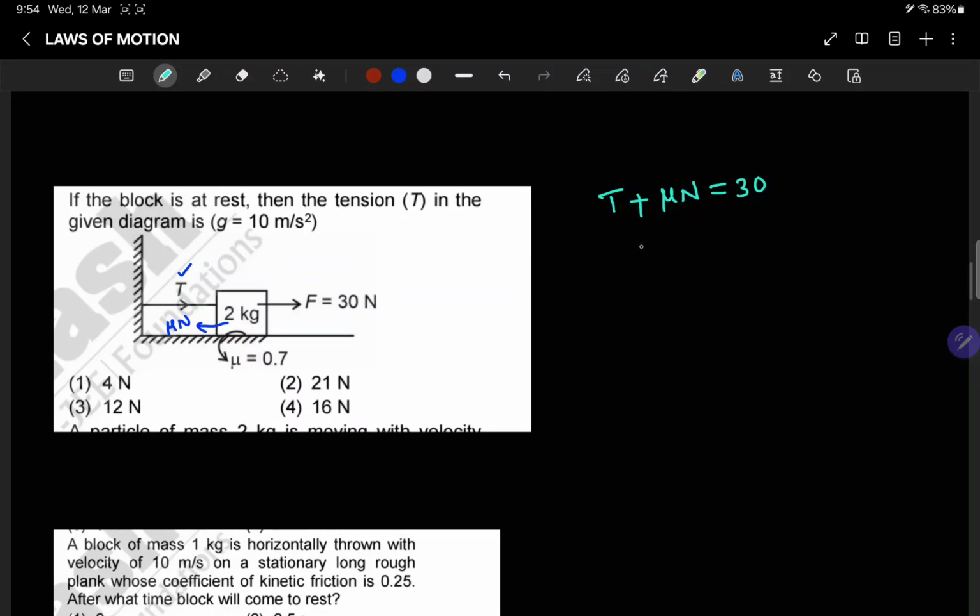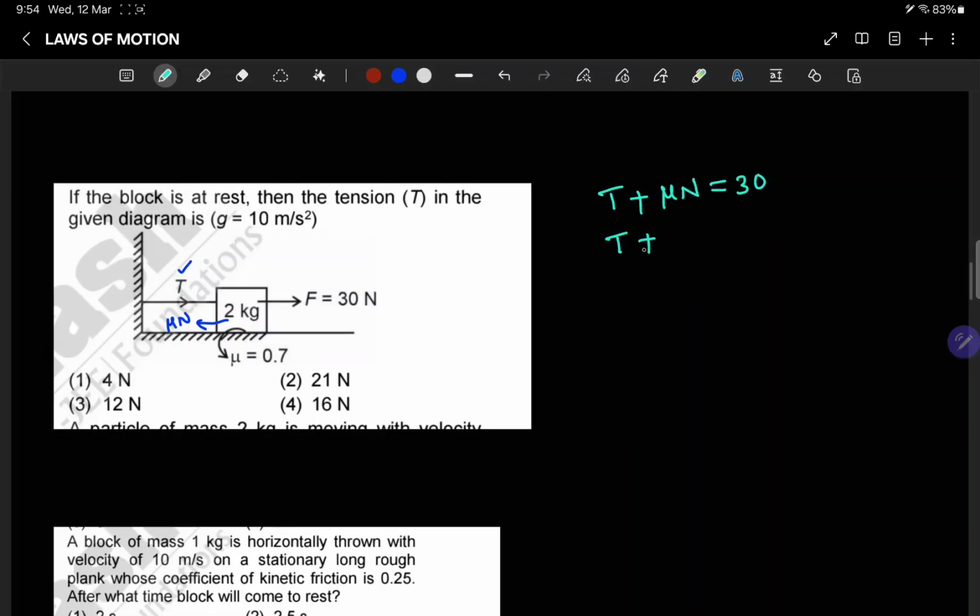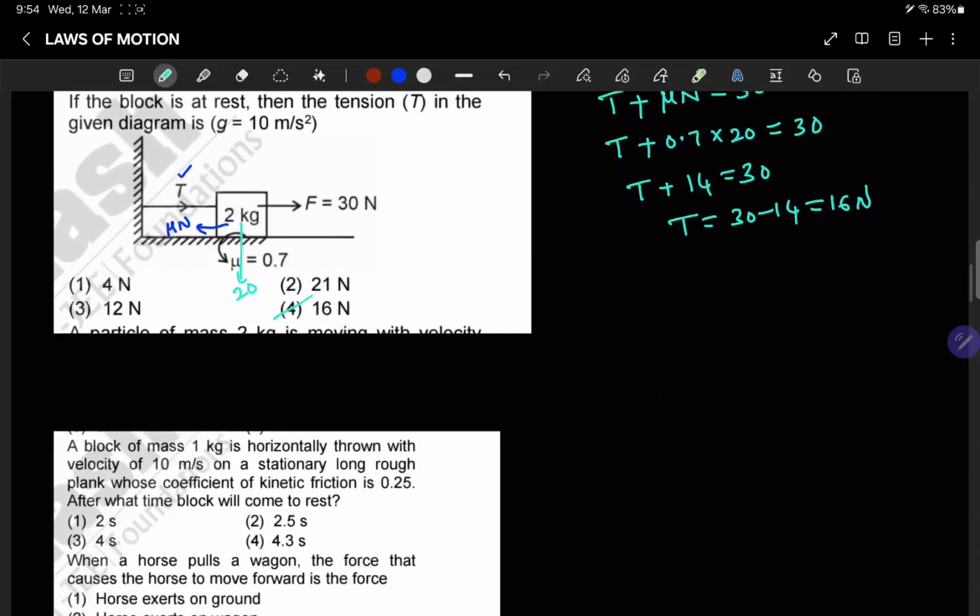30 newtons. So tension force T plus mu, given in the question as 0.7, times the normal force, which is mg, 20 newtons, equals 30. So T plus 14 equals 30. Tension force T equals 30 minus 14, that means 16 newtons. Give the fourth option, students.